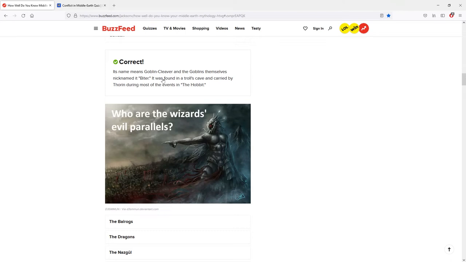Biter. It was found in a troll's cave and carried by Thorin during most of the events in The Hobbit.